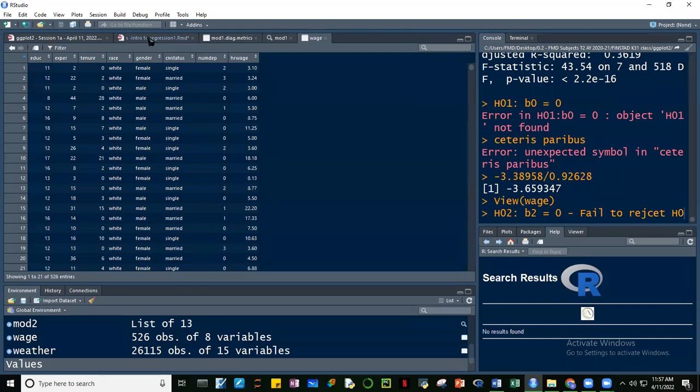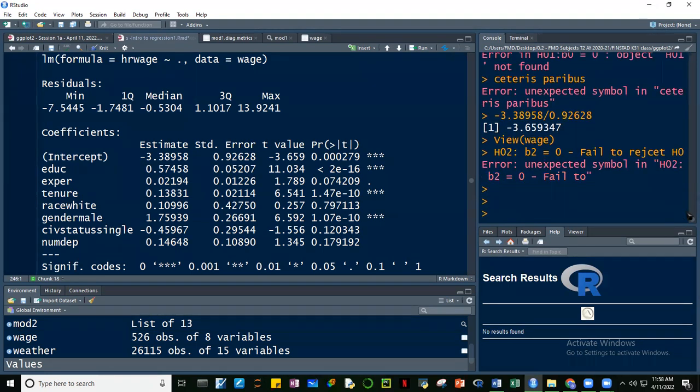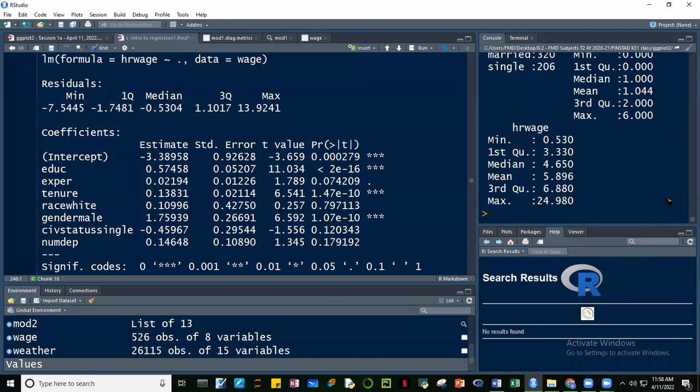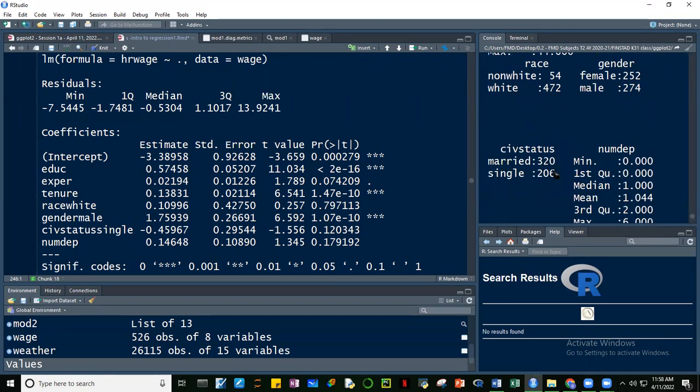Once again, how would you know that, guys? Dati, diba ang ginawa natin, binagay natin sa structure, makikita sa summary. Makikita natin yan, diba? Summary ng wage. Yan. Race: non-white at saka white. Gender: female at saka male. Civil status: 320 at saka 206. Okay, what happened here? Race at saka white. Ano ibig sabihin itong race at saka white na ito?